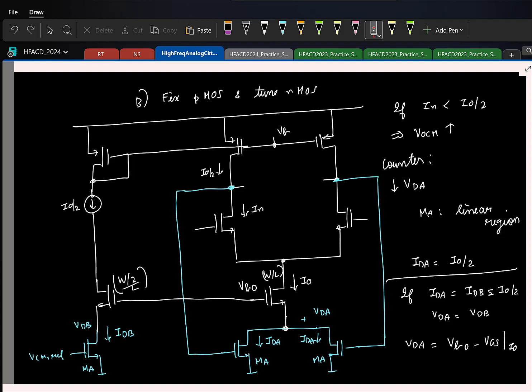So what's wrong with shorting VD and VD? Okay, you are asking an interesting question. I'll give it as an exercise. You think about it. This looks pretty trivial, but it will not work. You want to make sure the currents here should be the same, right?